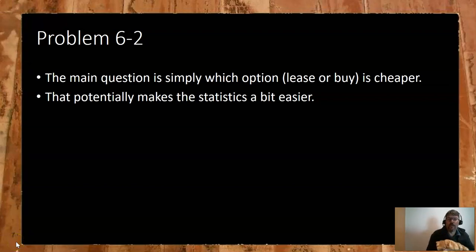Yes, we're back with problem 6.2. Hopefully you've got problem 2.2 figured out. Problem 6.2, the main question here really is quite a bit simpler. It's just what's cheaper, leasing or buying? The question didn't really say how much cheaper, although we're going to look at that. So it potentially makes the statistics easy. You could really just deal with this proportion question. Once we start looking at it, we'll see.